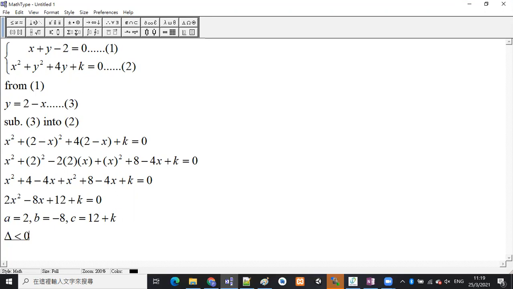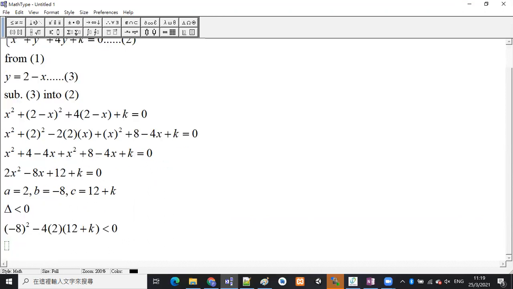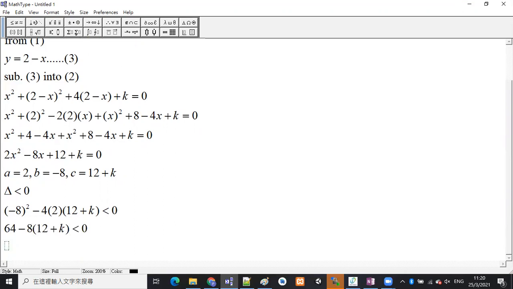Okay, and then we need to remember what formula is for the delta. The delta is b squared minus 4ac. So in this case, it should be -8 bracket square minus 4 times 2 times bracket 12 plus k. This delta should be less than 0. Okay, still follow? And then we calculate the term one by one. -8 bracket square should be positive 64. And then minus 4 times 2 is 8. And then times 12 plus k, less than 0.